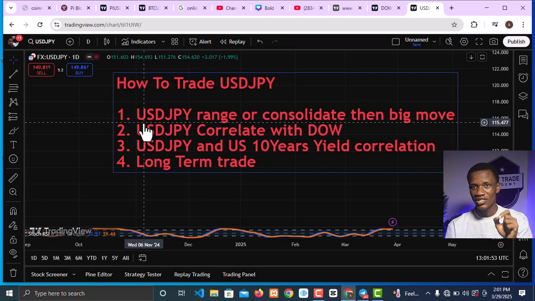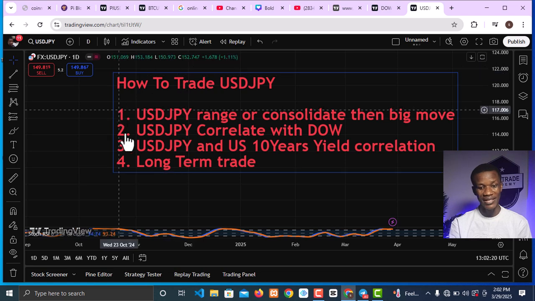If you want to trade the USDJPY very well, then there are 4 things you must pay attention to. The first one here is USDJPY range or consolidate, then big move. That is, you will see the market move upward, then consolidation, then another big move all the way to the upside. It does not move like other currency pairs that move up, then big retracement, move up, big retracement. It does not move like that. It moves, then consolidates, then big move all the way to the upside. Or it moves down, consolidates, then big move all the way to the downside. And this is very important.